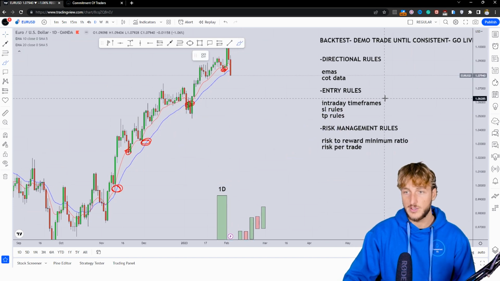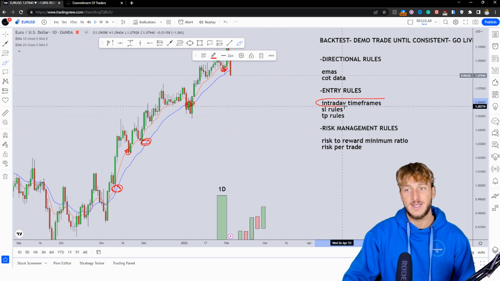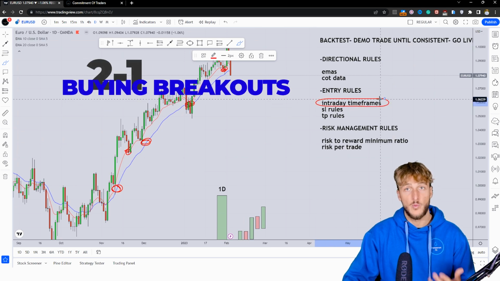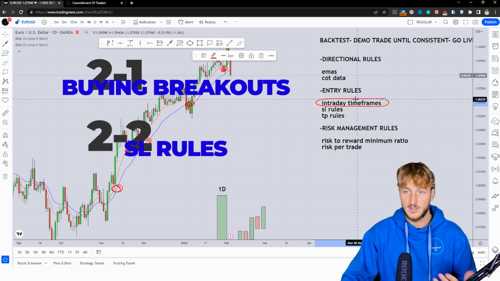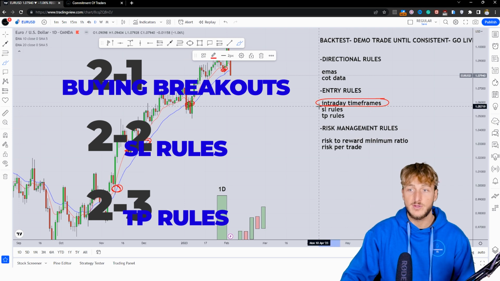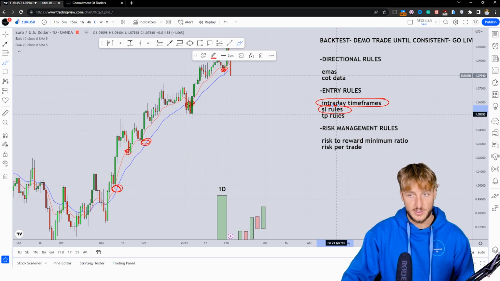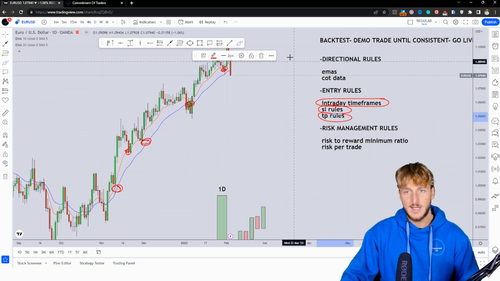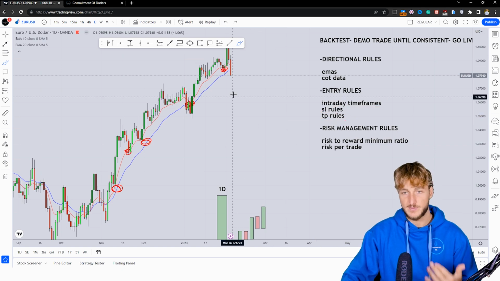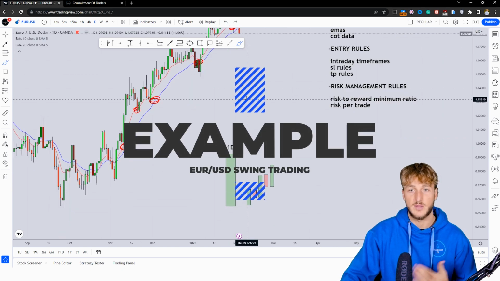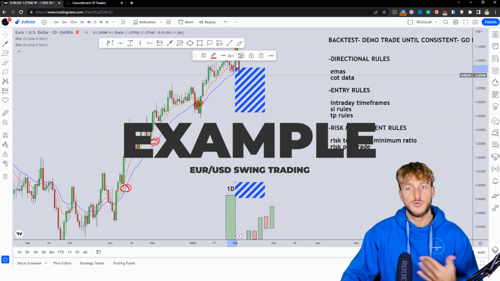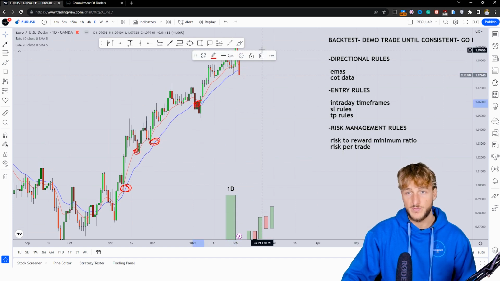That is why I have written here that when it comes to entry rules, intraday time frames are the way to go, because you have more structure. You can use that structure to time your entry and use proper stop losses and take profits. At this point, you have to define what your stop loss rules are and what your take profit rules are. Now, let's make some examples, because this tutorial is all about examples, all about showing how to potentially create a trading strategy, essentially from scratch, right?